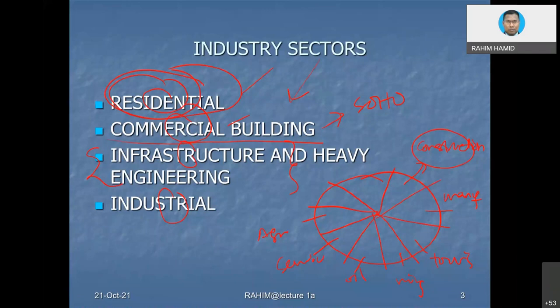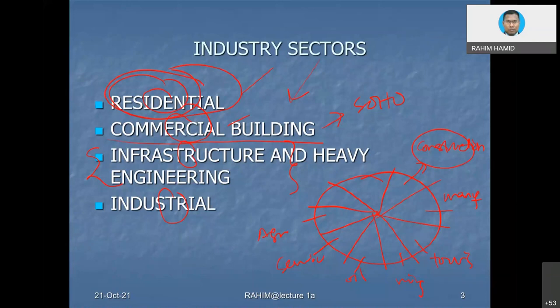Then later on, when they realized that without the knowledge of project management, the project was running late, and the cost basically went beyond what they had budgeted, this knowledge started gaining attention.